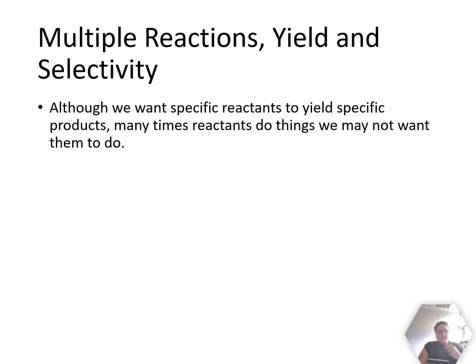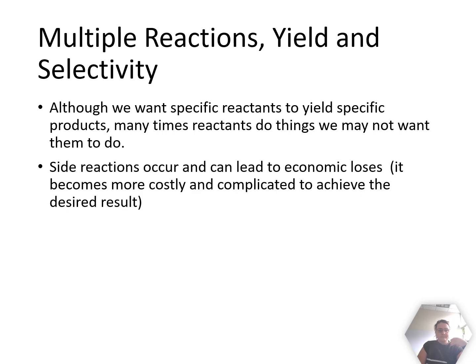The other concepts that I want to talk about are what happens when we have multiple reactions, and then these two concepts called yield and selectivity. So although we might want some specific reactions to give us specific products, many times those reactants don't do the things that we want them to do, and they don't do those things because other side reactions are occurring, right? So in the real world, we have a lot of times we have trouble making sure that the reactions are proceeding without interference with other reactions or with other things that are in the environment. So that's important to remember.